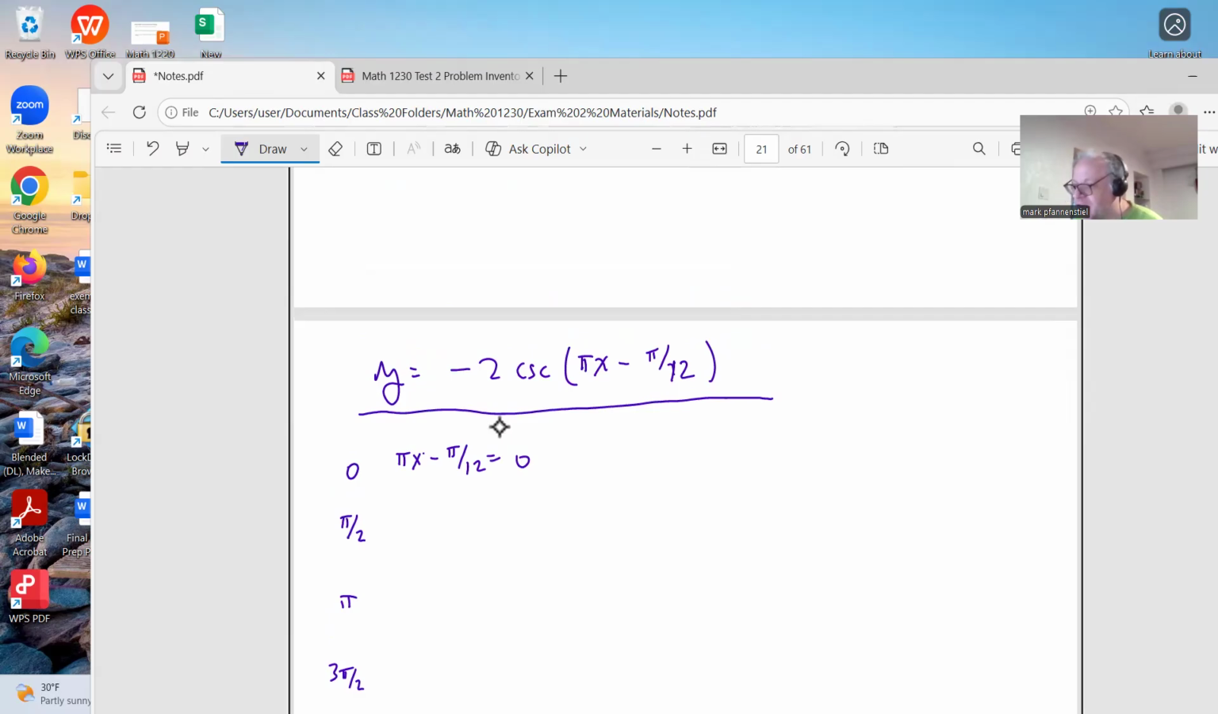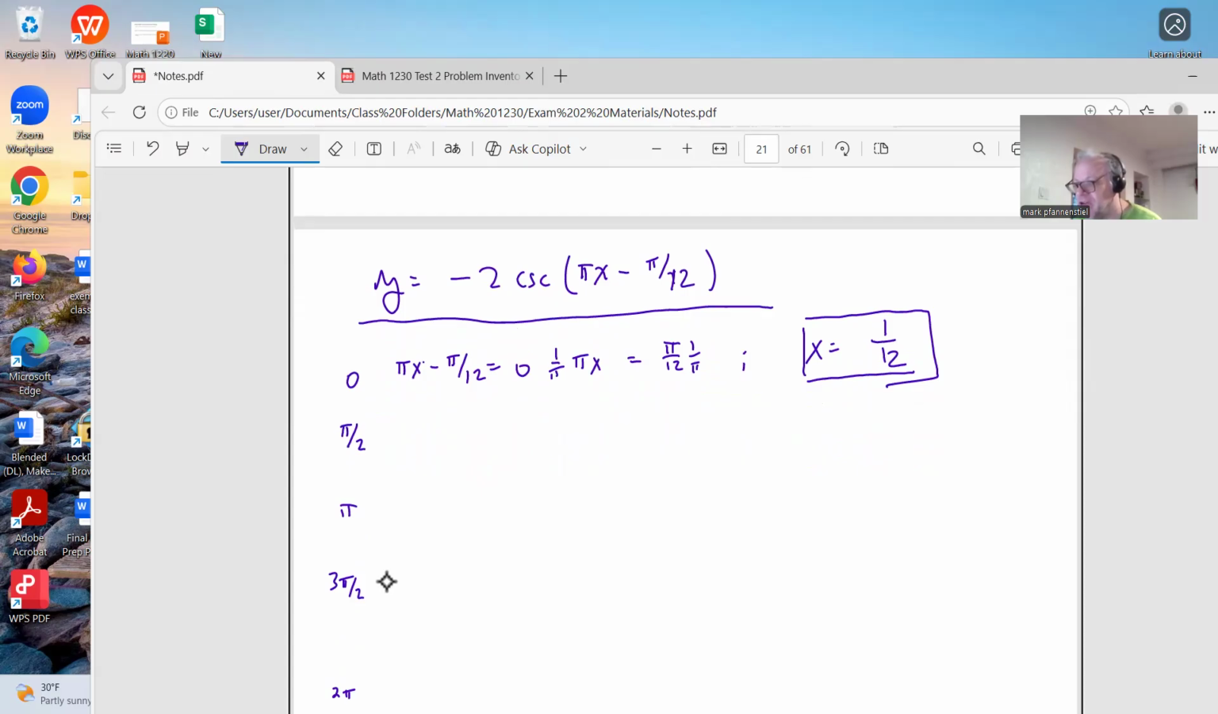So we'll start with the 0 because that's the easiest one. This is pi x; add pi over 12 to both sides. So we have pi x equal to pi over 12. Then we divide both sides by pi, or multiply by 1 over pi on both sides, and we'll get x equals 1 over 12. Okay, hold that thought. That's my first number. You don't have to do them in order, and in this case, I'm not going to do them in order.